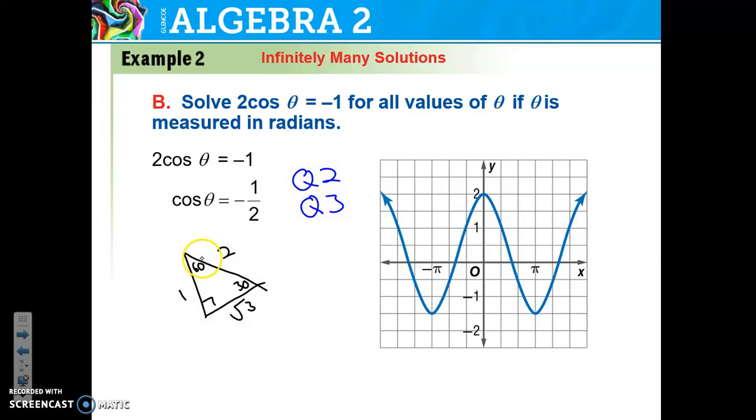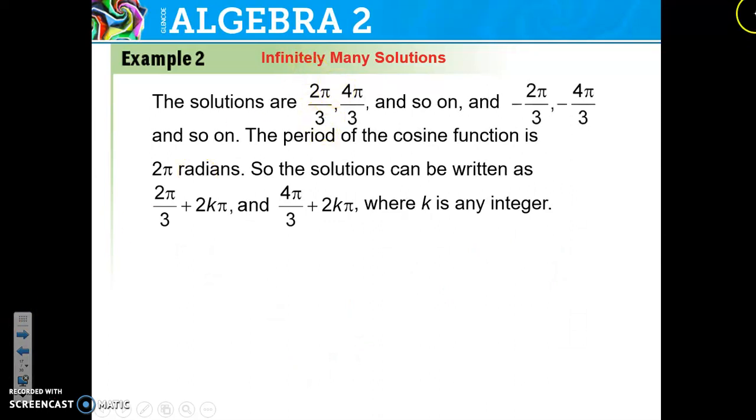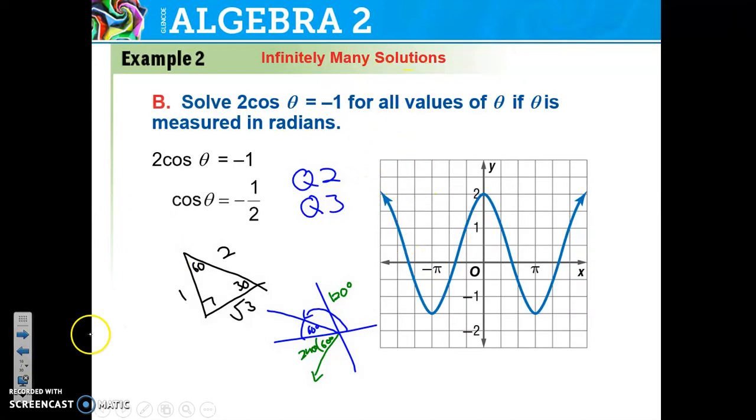From special right triangles, we know that the cosine of 60 degrees, or pi over 3, is 1/2. So it's wherever I have a reference angle of 60 degrees. So if I think about my quadrants, where do I have a reference angle of 60 degrees? Well, this angle here would be 120 degrees. And if I'm thinking about the angle in this quadrant that has a reference angle of 60 degrees, it's 180 plus 60, so 240 degrees. But of course, they're asking us to talk about this in radians. So we would say 2 pi over 3 and 4 pi over 3, but it would go on forever and ever, as we can see from the graph, because we're talking about all values of theta.